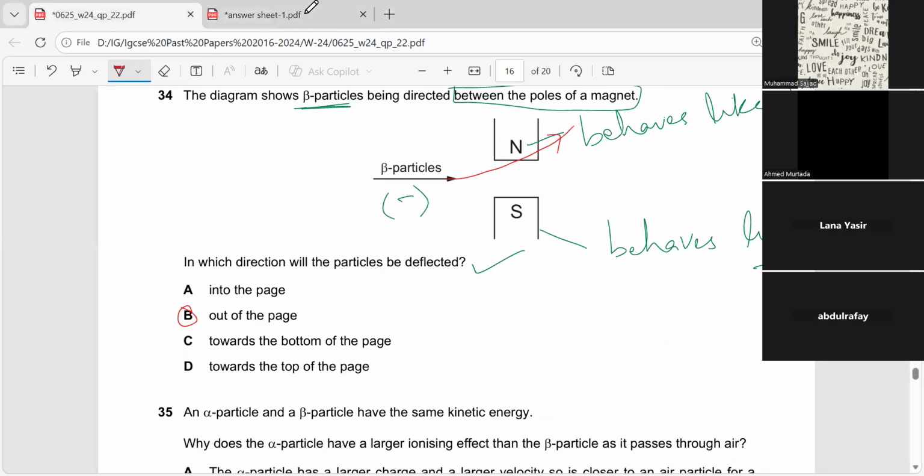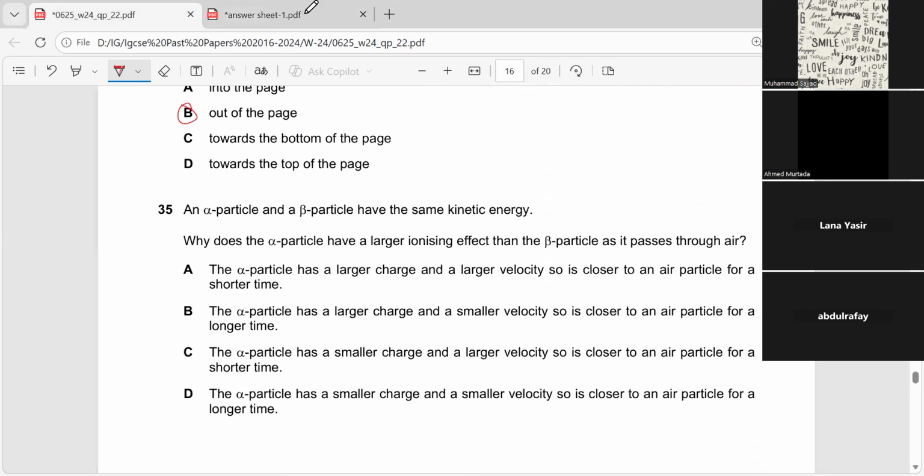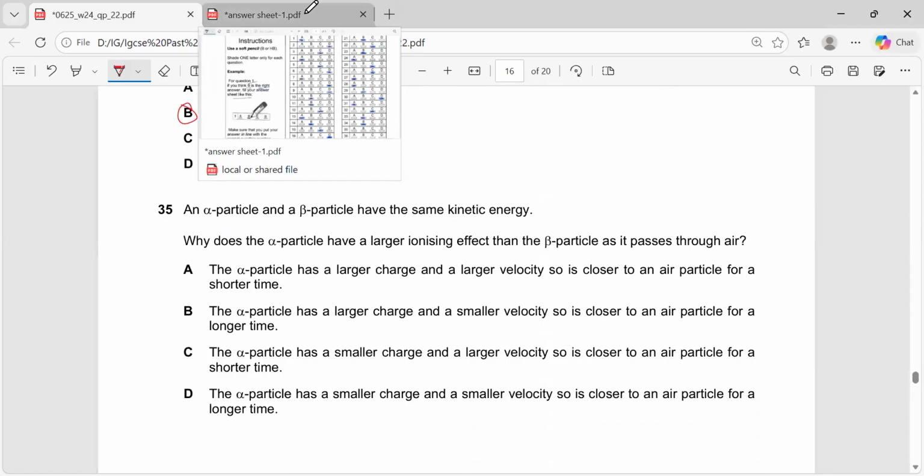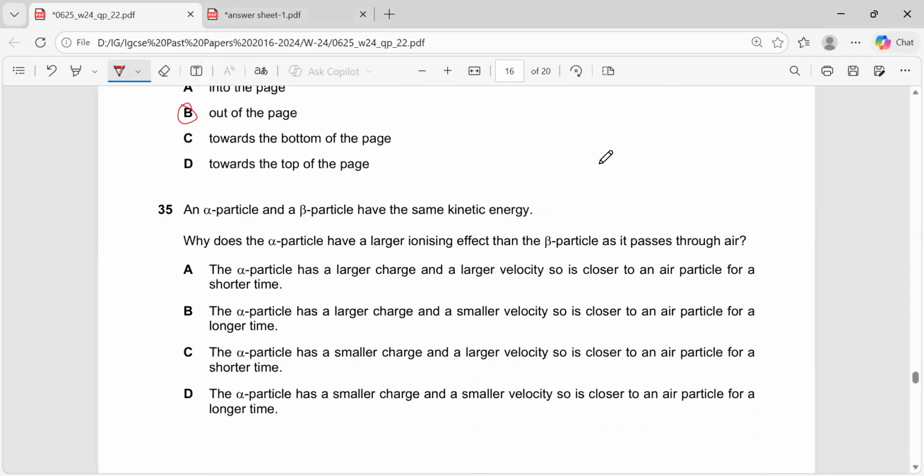Now, question number 35. This is quite simple. An alpha particle and beta particle have the same kinetic energy. So same kinetic energy, and we must be writing the formula for kinetic energy, that is 1 over 2 mv squared. This is same for alpha as well as for beta. Why does alpha particle have a larger ionizing effect than beta particle as it passes through air? The alpha particle has larger charge, yes.